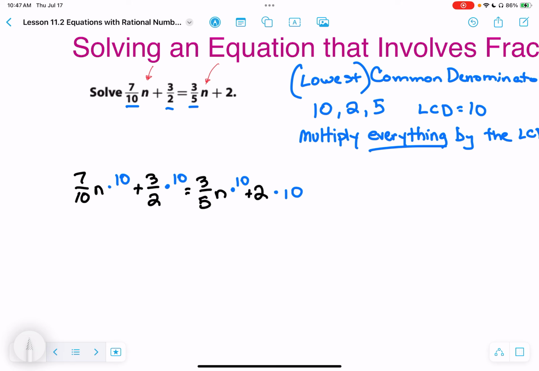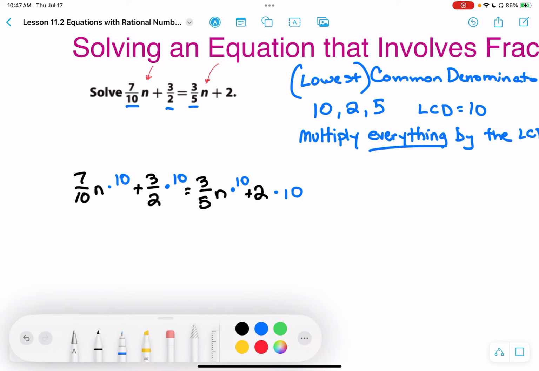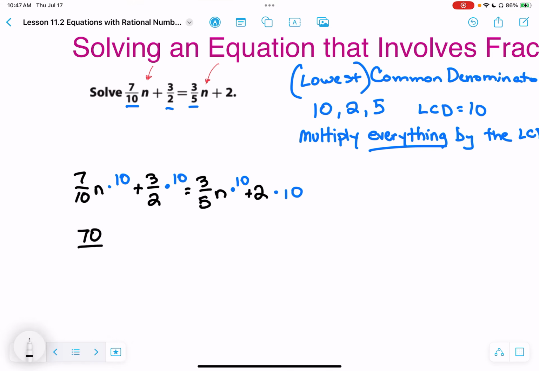How do I do like 7/10 times 10? The answer is that you just multiply the numerator by 10. We don't multiply the denominator. Multiplying the numerator and the denominator is bad news bears. That would just make a larger fraction, which is not what we want. So 7/10 times 10 is 70 tenths. 3/2 times 10 is 30 halves, multiplying just the numerator by 10. 3/5 n times 10 is 30 fifths, and 2 times 10, I'm pretty sure, is 20.